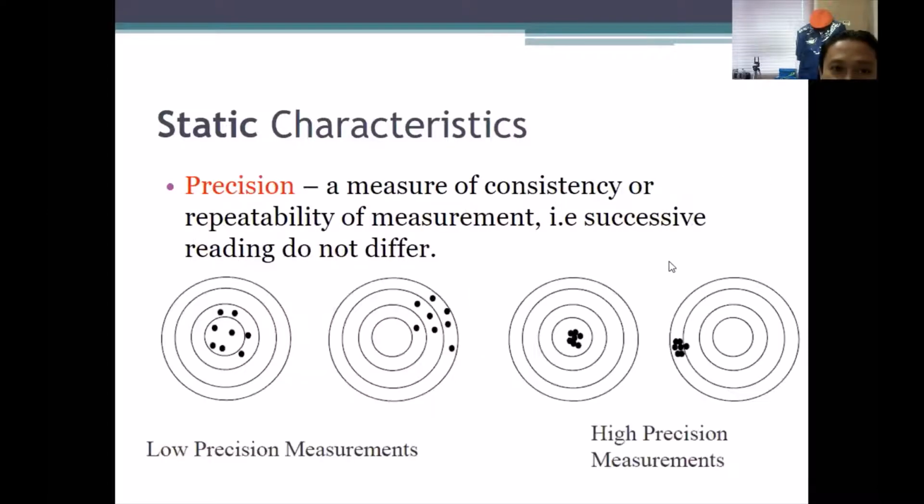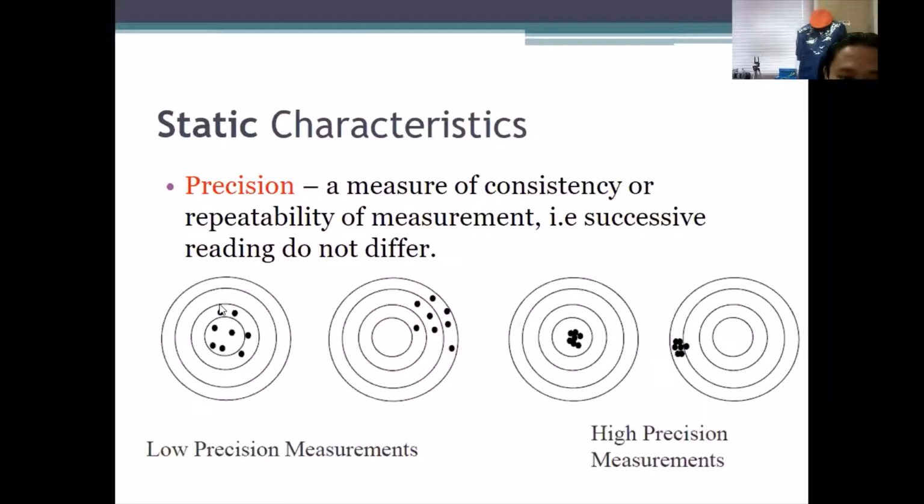Okay, next, calculate the precision. The next characteristic of the static characteristics is the precision. Precision is the measure of consistency or repeatability of measurement. For example, successive readings do not differ. You can see this figure here.